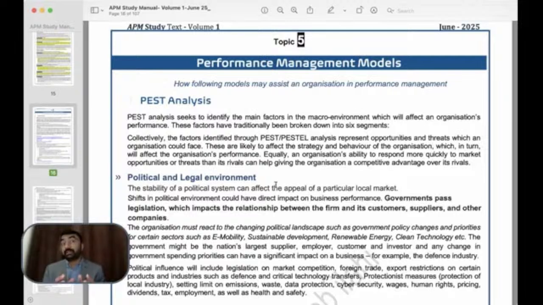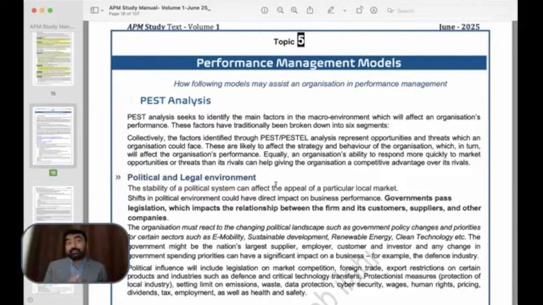And interestingly, these models you might have studied at your SPL paper as well, but the application of these models is different at Advanced Performance Management. For example, we are starting with PEST analysis. Now, at SPL paper, you have studied about the PESTEL model. PESTEL model is used for macro environment analysis or environmental analysis.